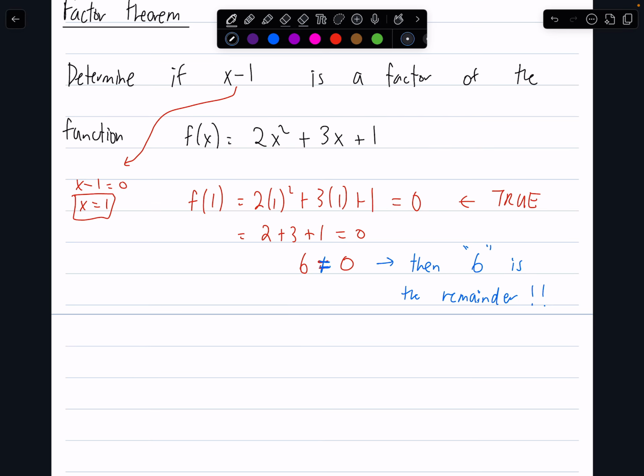So factor theorem, you're essentially doing that. So let's look at its counterpart, remainder theorem. What does remainder theorem state?